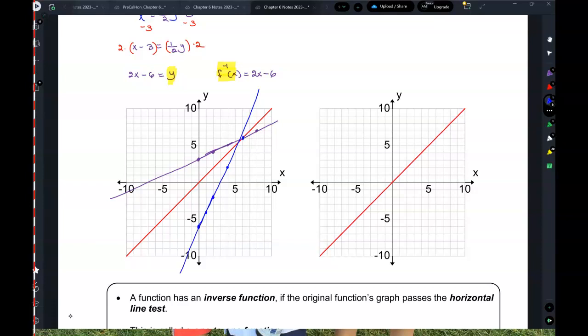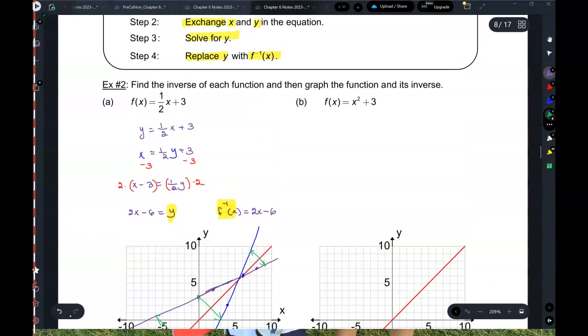Okay? Do you see how the two of them, again, are mirror images of each other around that line? Right? So anytime you find an inverse, that's how it's going to look. It's going to be mirrored around that line. All right? Okay, let's do another one.